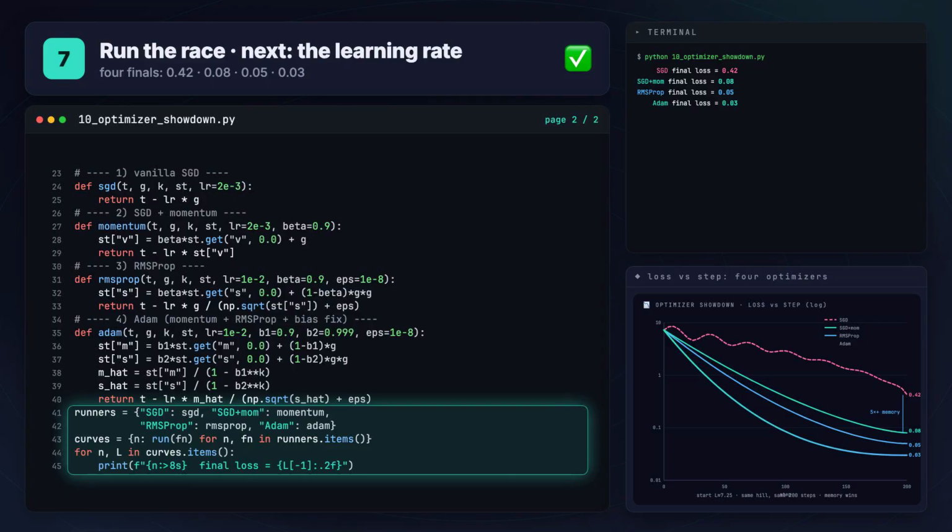4 runners, 1 hill: 0.42, 0.08, 0.05, 0.03. The headline isn't Adam wins, it's memory wins, and Adam remembers the most. But notice we set every learning rate by hand, each near its own safe ceiling. Next episode we put that knob under the microscope on its own: the learning rate. Too small and you crawl, too big and you explode, and there's a narrow band in between where everything actually works.